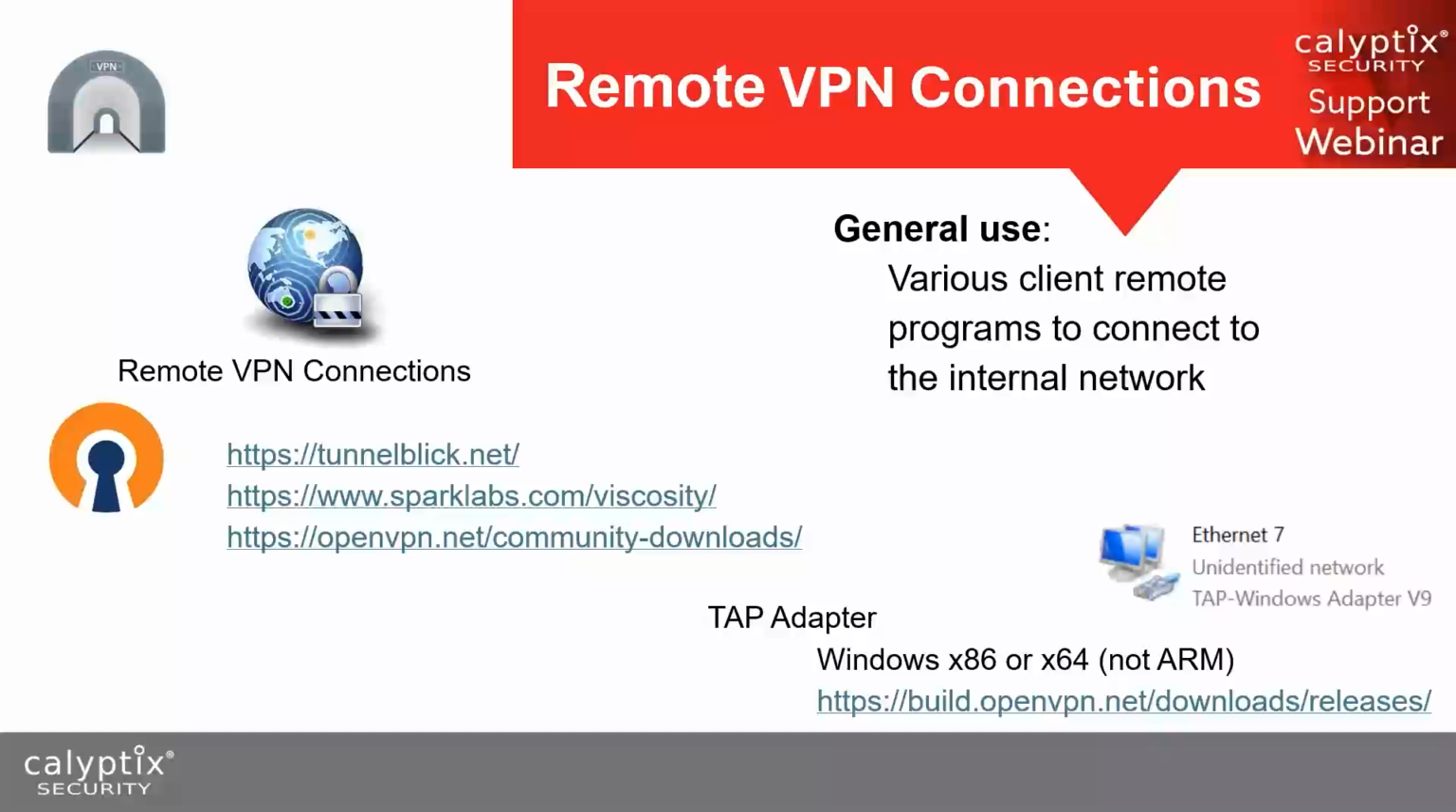Now, if you have an ARM processor, OpenVPN does have an ARM version. So we will use OpenVPN's ARM version on the new Surfaces that are out there. That's something to be aware of. When you install the Calyptix VPN or OpenVPN on a Windows device, the TAP adapter is put into your network configuration. So under network connections, you'll see a TAP adapter. If you don't, we did put a link here where you can find the latest TAP adapter from OpenVPN, just in case it's not installed on your system when you install it the first time.